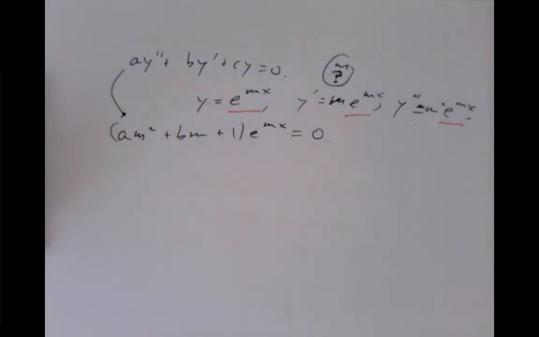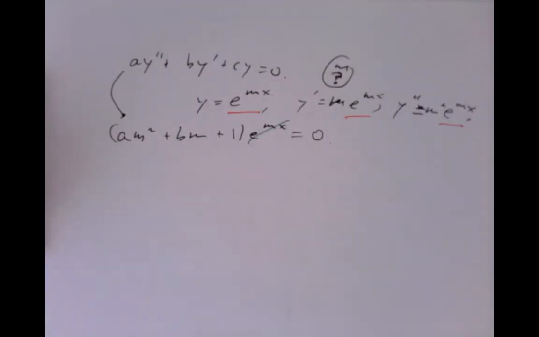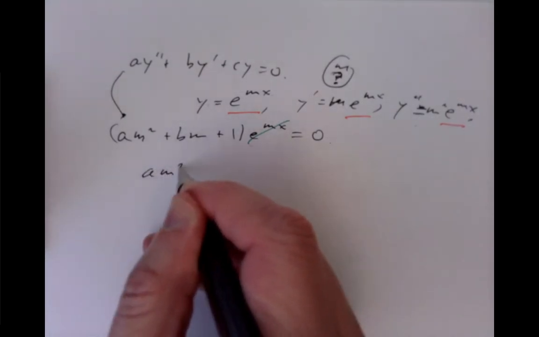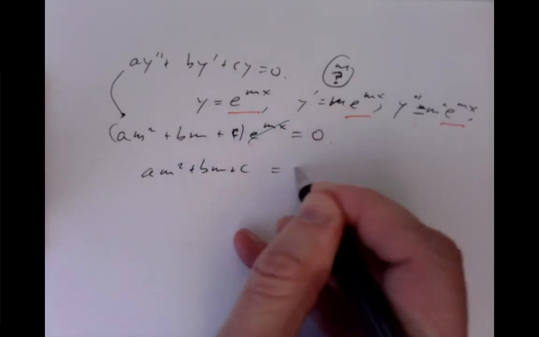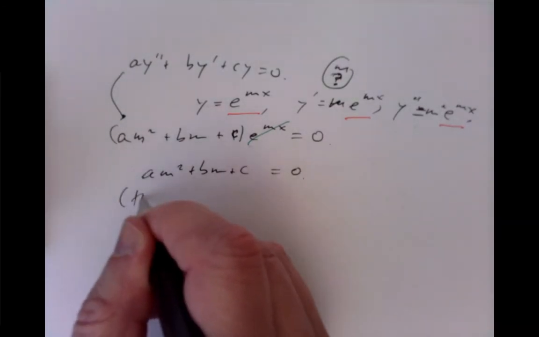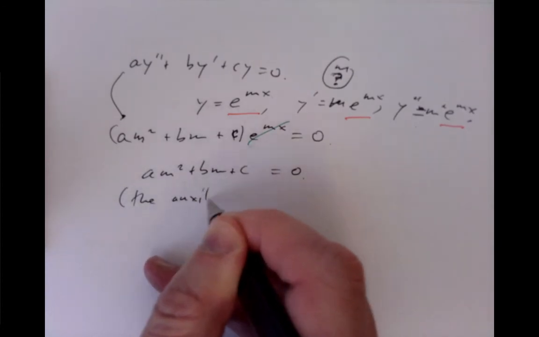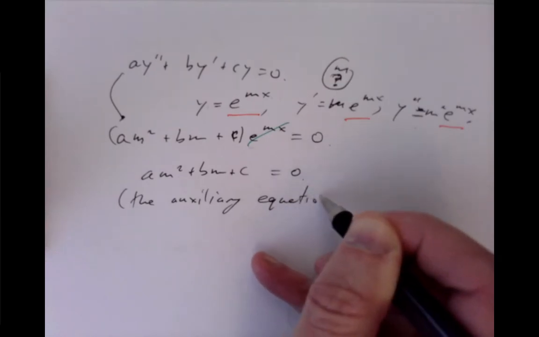Now, something wonderful happens. The exponential can't be zero. We have to get zero on this side, but there's no way you can get a zero out of an exponential, so you can just divide it off. Exponentials are never zero. So we can divide that off from both sides and simply get the equation am squared plus bm plus c equals zero. A quadratic equation in an unknown variable m. And this is called the auxiliary equation. It has various other names, but we'll call it the auxiliary equation, which is a common name for it.